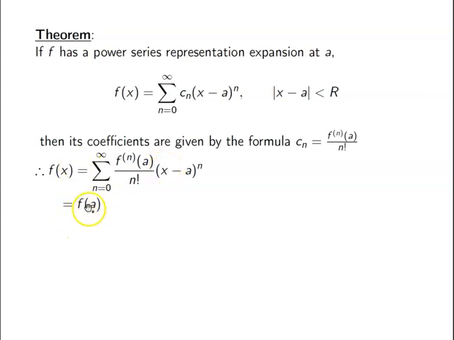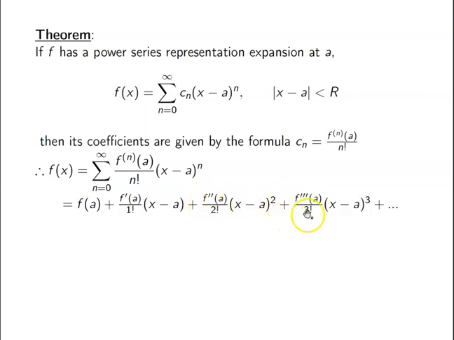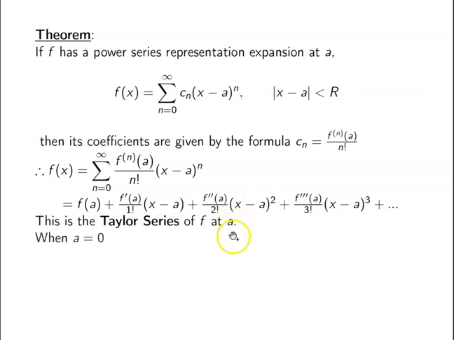This series would look like f of a plus f prime of a over 1 factorial times x minus a, because the zero term would have this turn into just 1. At 2, I'll have f double prime at a over 2 factorial times x minus a squared. The next term is the third derivative at a over 3 factorial times x minus a cubed, plus and so forth continuously. We call this the Taylor series of our function f at the point a.